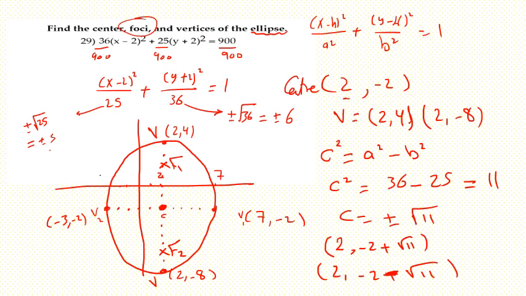You can change this into decimal. I think root 11 is approximately 3.3 plus or minus 2. So you go up and go down, just calculate it. Doesn't matter.